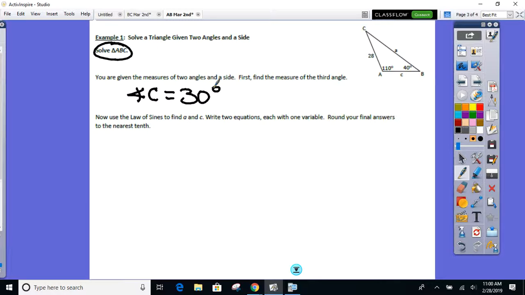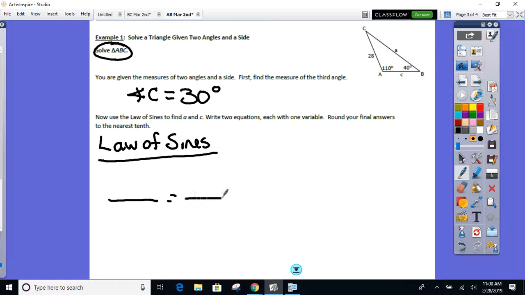Nothing, until now. Here it is, law of sines. Please just write it down first and we'll go over what each piece means. The law of sines, not on the reference sheet. If you want to use it, you got to remember it. It is a proportion. That's all. It's a proportion.